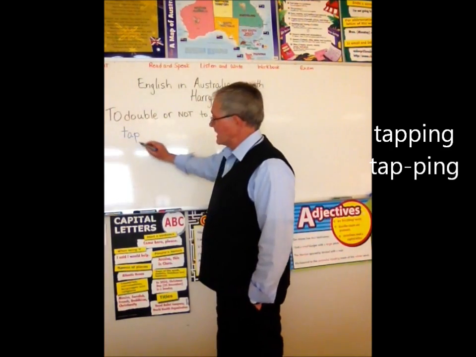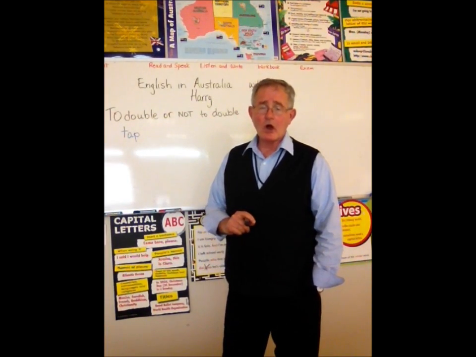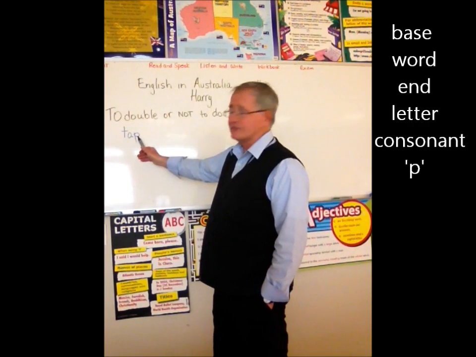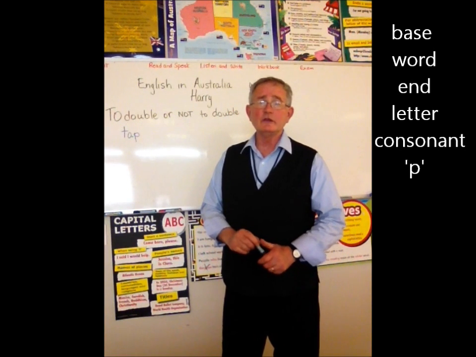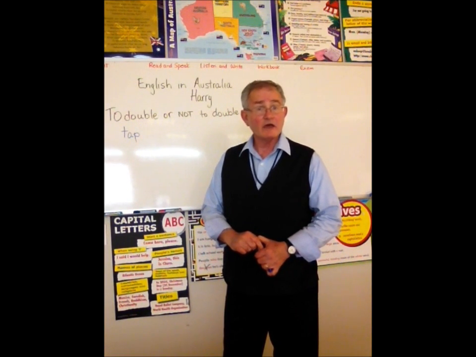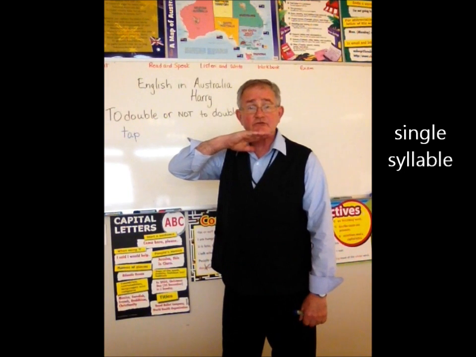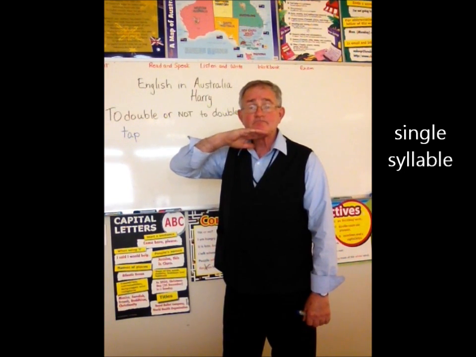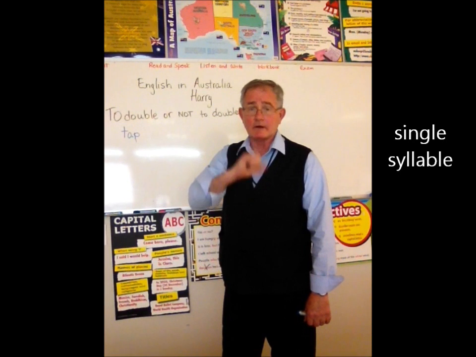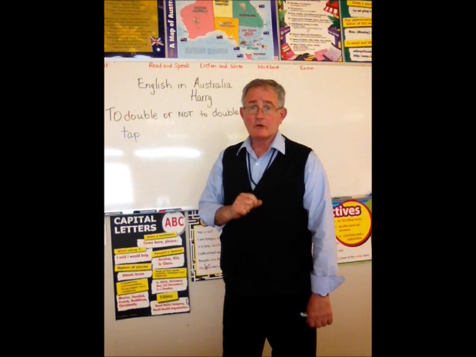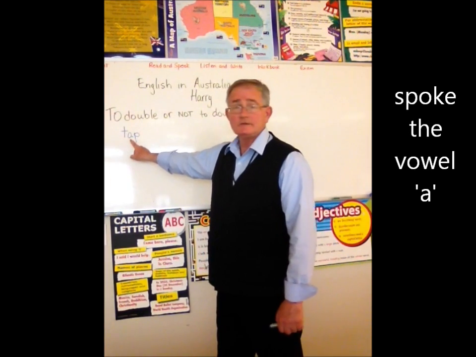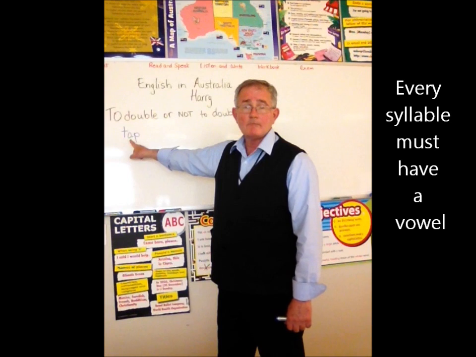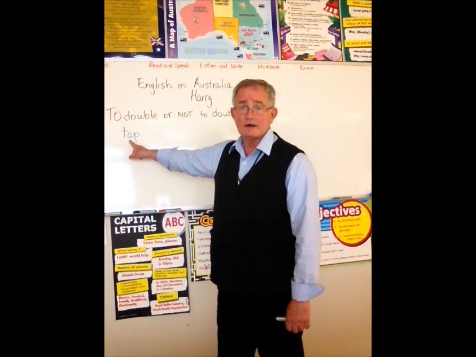So, what we have here is a rule or a guide that we can use. If we look at the base word, this is a base word because it's a single syllable. How do I know it's a single syllable? Well, I'll put my hand under my chin and go tap. My hand went down and up one time. When it went down and up, it spoke the vowel, and every syllable must have a vowel, so therefore it went down once. There is one syllable, one vowel.